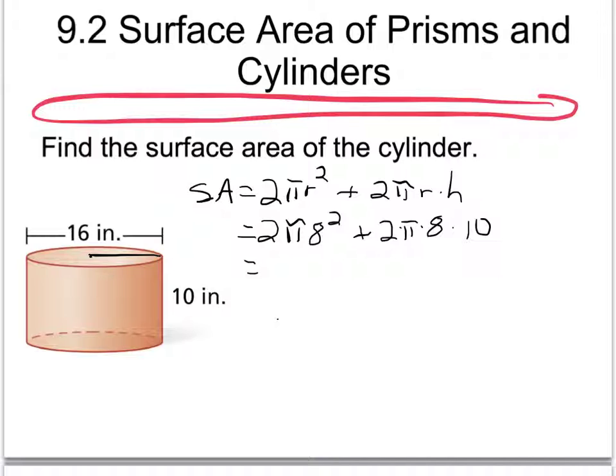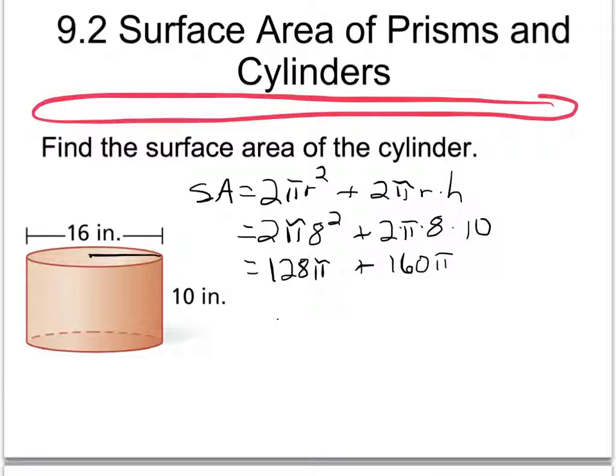Okay, so when you take 2 times pi times 8 squared, again 8 squared is 64, multiply 64 times 2, you get 128 times pi. So I got 128 pi. Then 2 times 8 times 10. 8 times 10 is 80, times 2 is 160, again 160 pi.